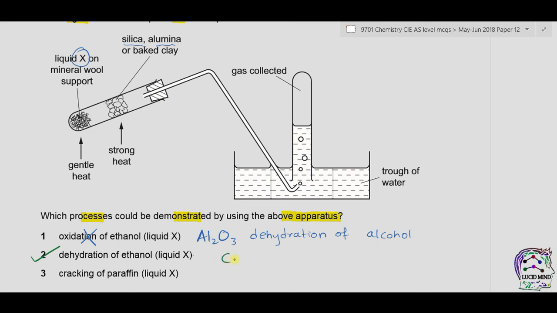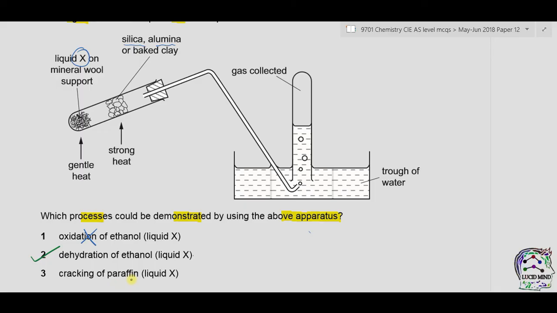When ethanol, which is CH3CH2OH, is dehydrated, it forms an alkene along with water. Now the alkene is ethene. Ethene is a gas, and this gas is insoluble in water, so it can be collected over water.